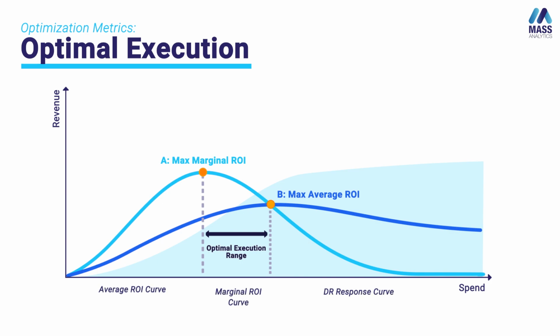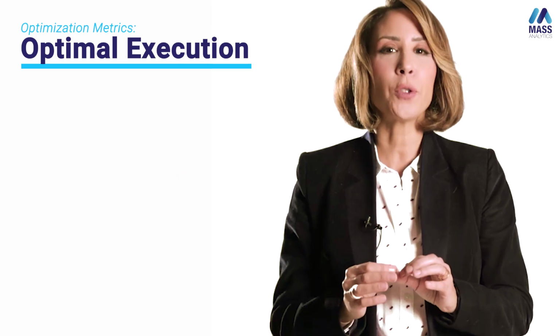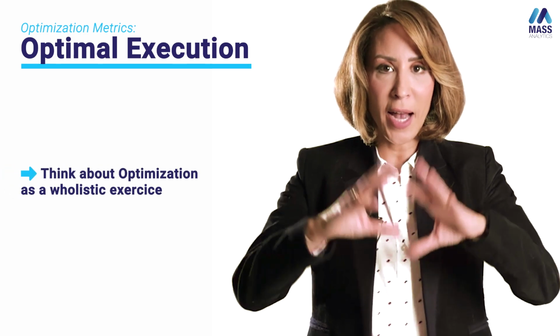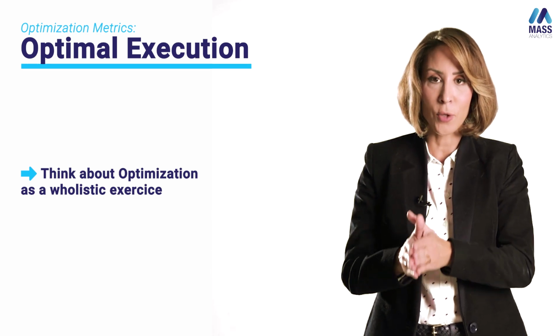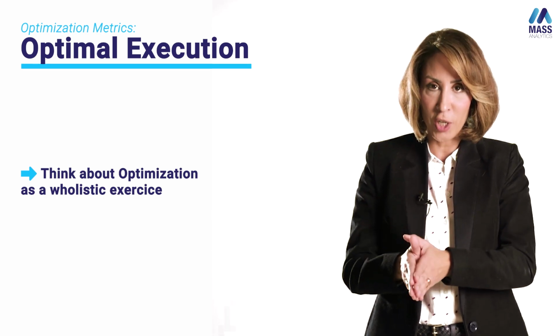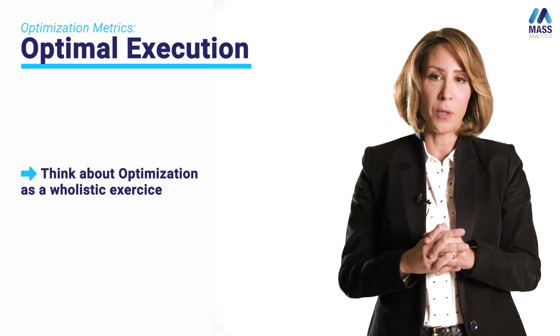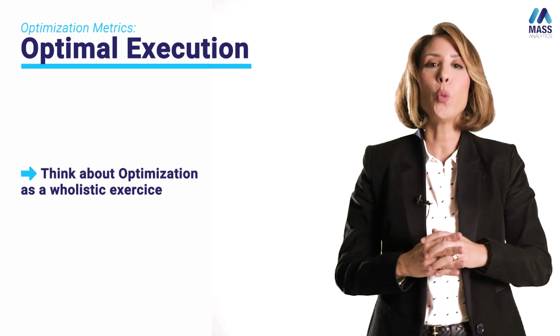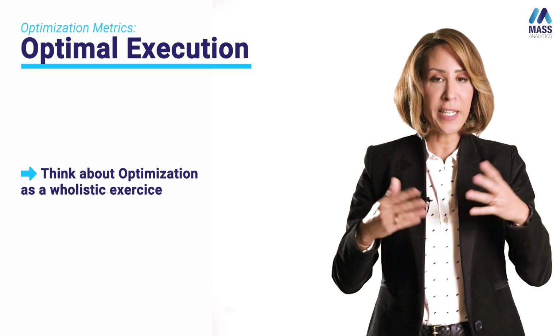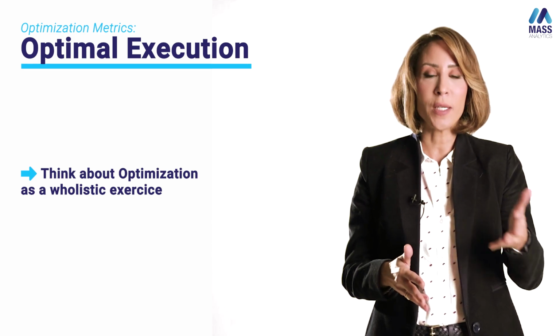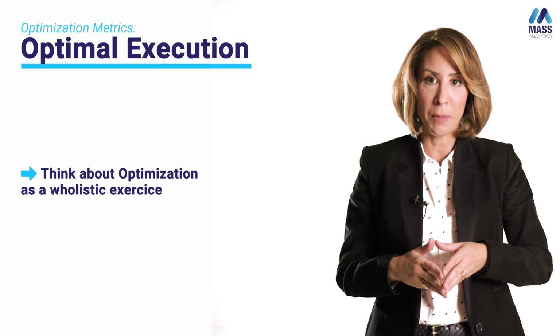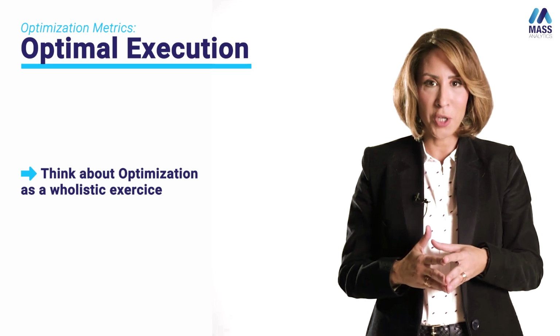And this serves as a recommended range of spend for our client to invest in when it comes to a particular channel. However, it's very important to think about optimization as a holistic exercise. It's not only about the channel that you are looking at, it's not about the optimal execution range for that channel. You need to consider the other optimal execution ranges when you decide on where to put your money. We have explained this further in Season 1, Optimization Masterclasses, and also in Season 2, when we talked about the transformation in marketing mix modeling, focusing on diminishing returns.